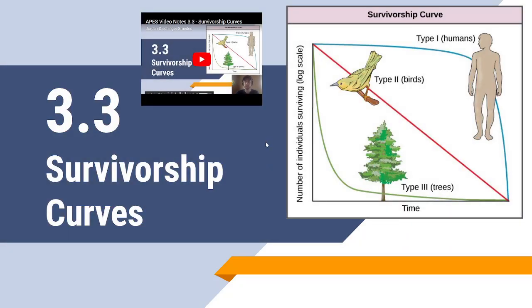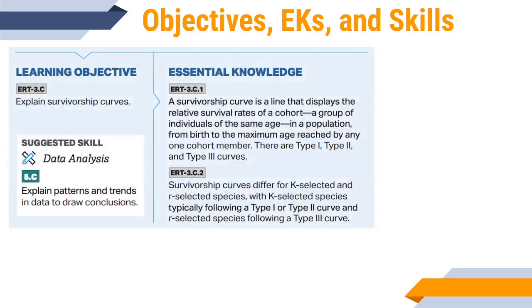All right, the next one is survivorship curves. And you can see here we have three general categories for a survivorship curve. This gives us an idea of, for a specific organism or for a specific species, how many individuals are going to survive over the average lifespan. What this information is going to give us is relative survival rates of a group of individuals.